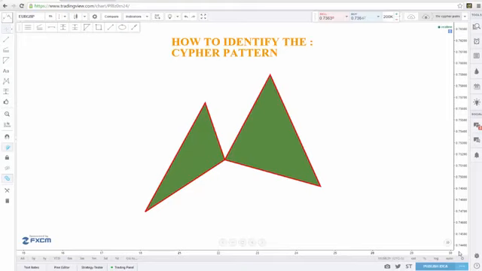Hey everyone, Steven here from the Trading Channel, and in today's video I'm going to be showing you how to identify the cipher pattern. And as with all of my strategy tutorials, it is important for you to backtest these strategies on the particular pairs and particular time frames that you trade, and to make sure these types of strategies fit into your trading plan and your trading style.